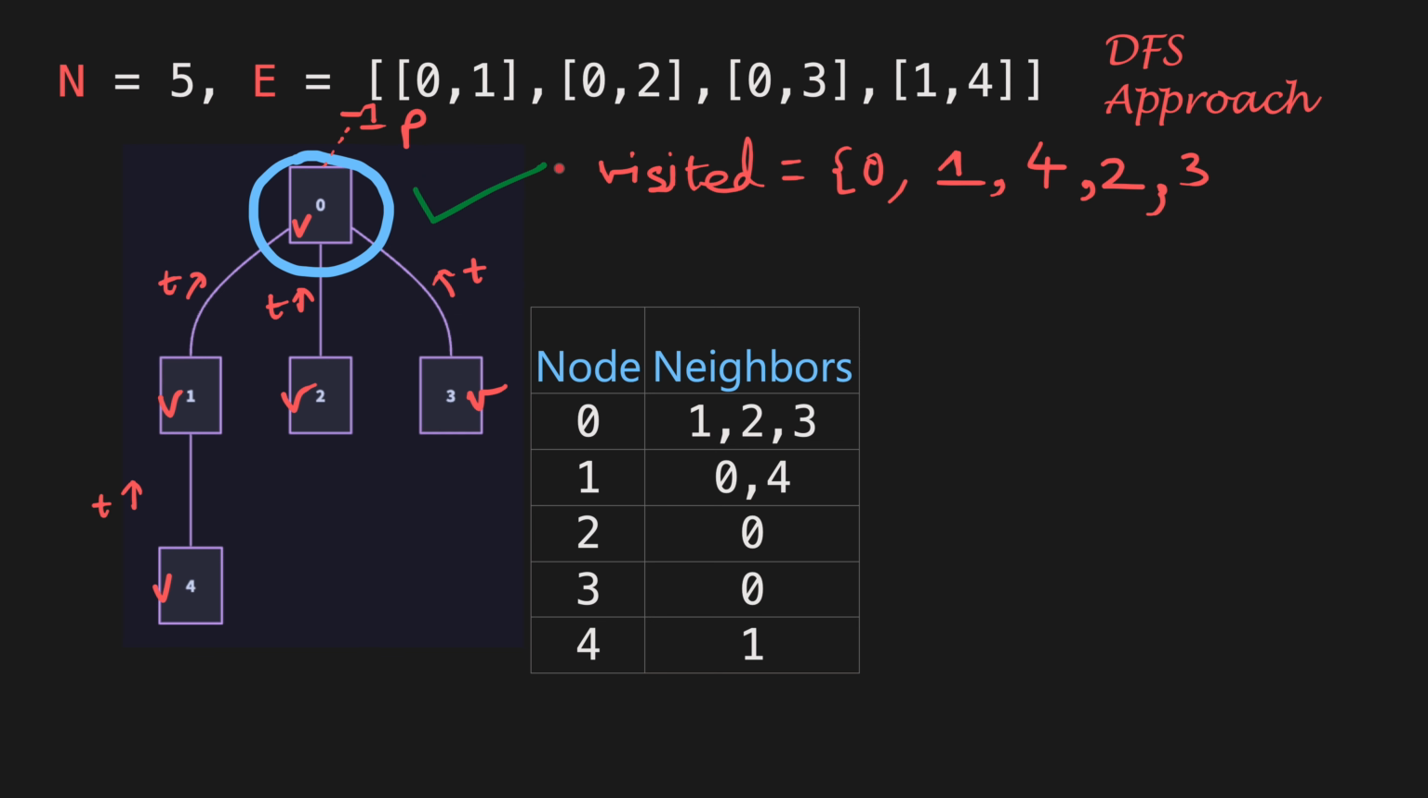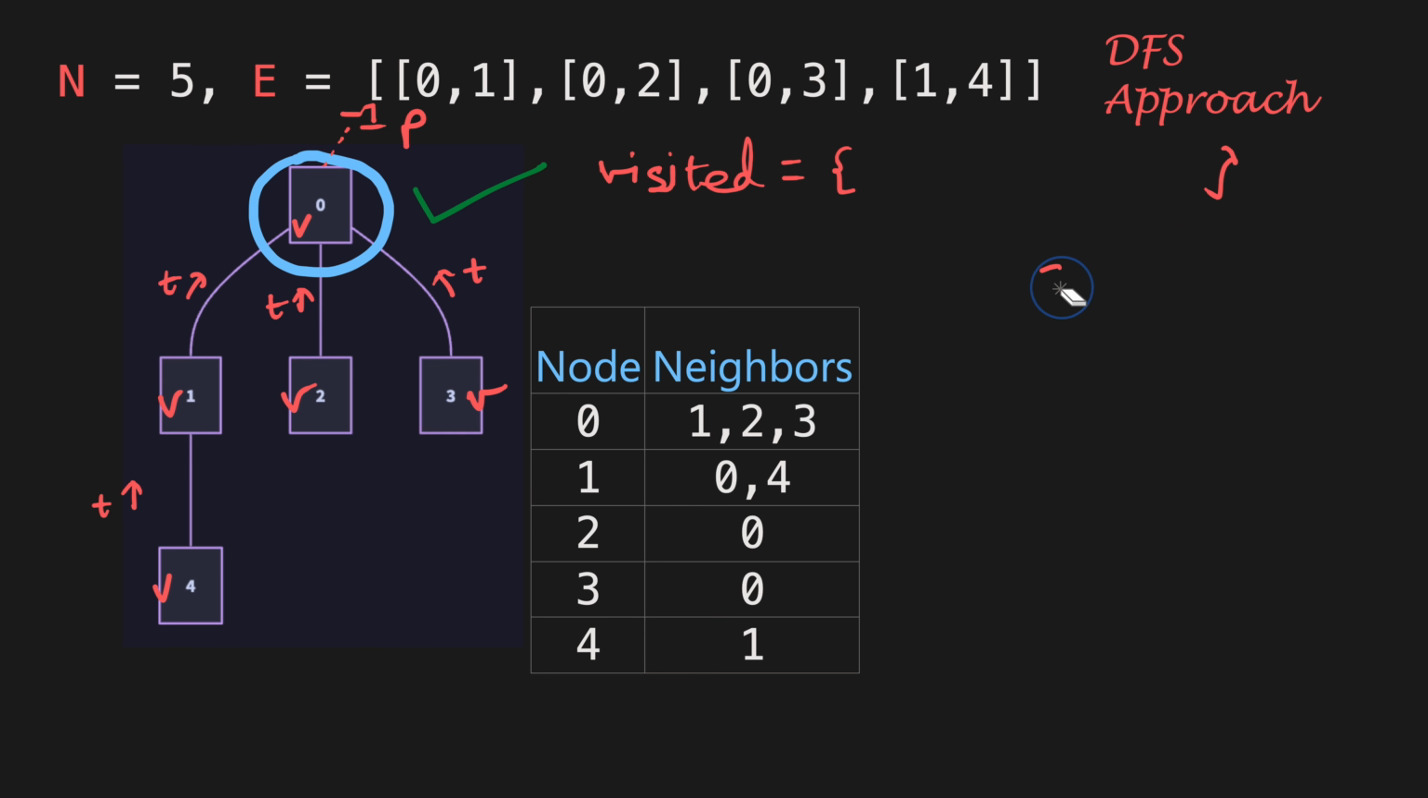So far, we checked for cycles and next we check for connectivity. The size of our visited set is 5, which matches n. So both conditions pass, telling us that this graph is indeed a tree and hence we return true.